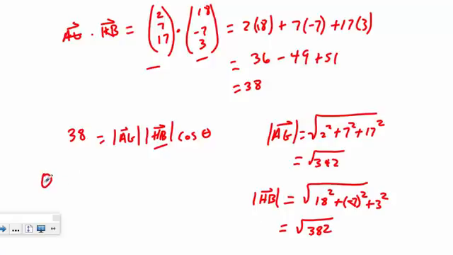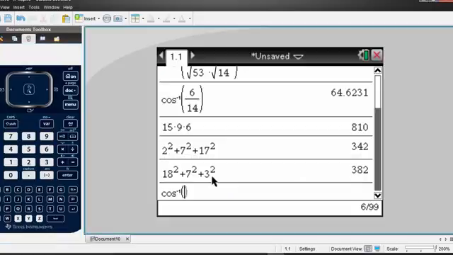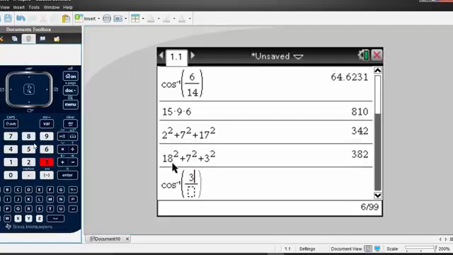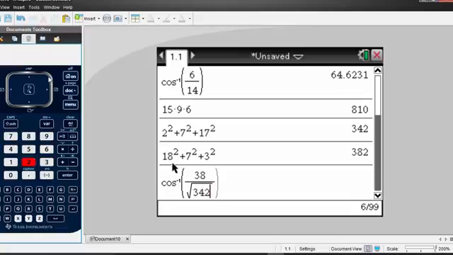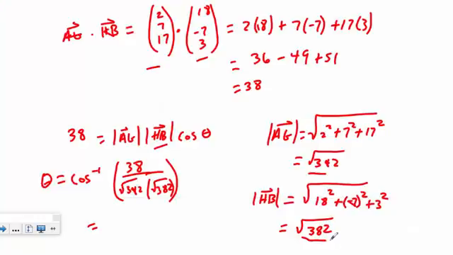Alright, finally we can get the angle. So theta is equal to the cosine inverse of 38 divided by this times this. So it's going to be root 342 times root 382. I can't wait for this. Cosine inverse, 38 divided by the square root of 342 times the square root of 382. That angle will be 83.96, or 84 degrees is what we'll say. Close enough. So that's about equal to 84 degrees.